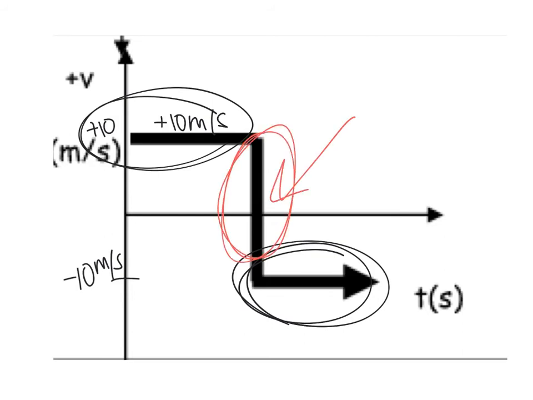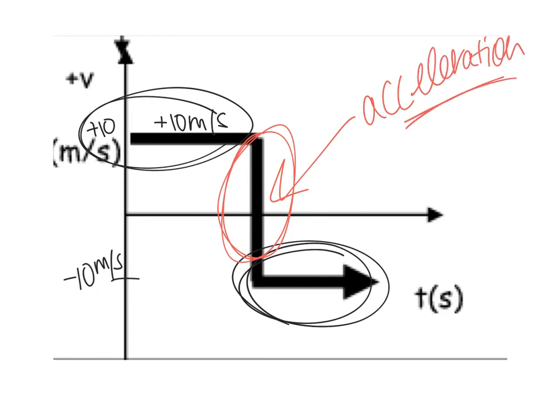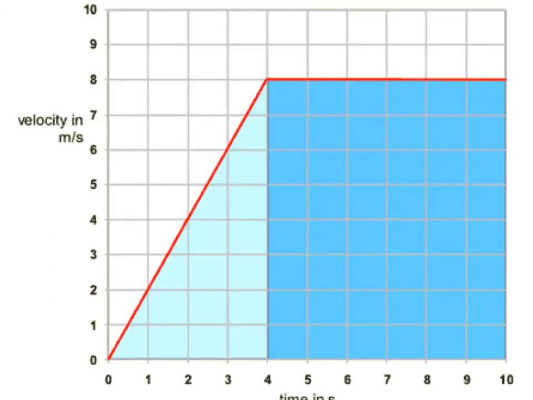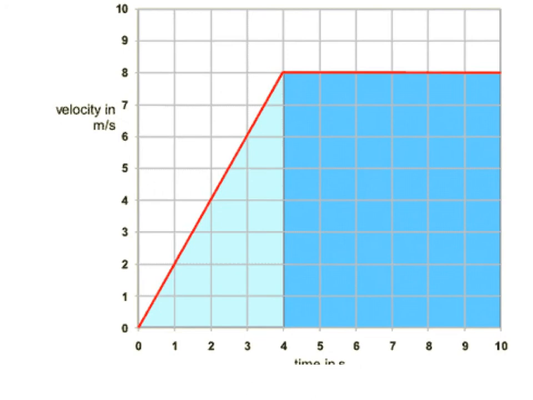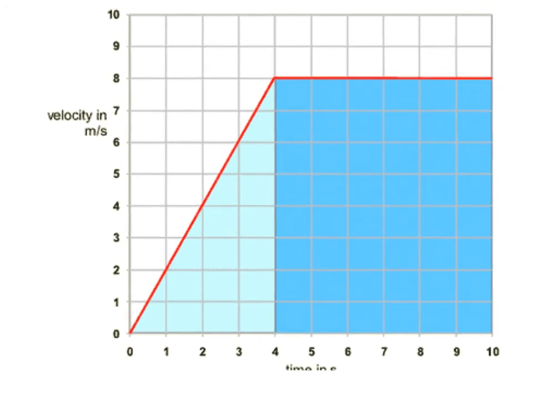There was an acceleration, right? I went from a positive 10 to a negative 10 meters per second. And if it's over a period of time, I could divide that by my time in order to calculate my acceleration.